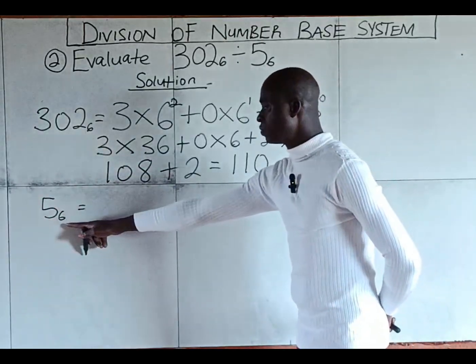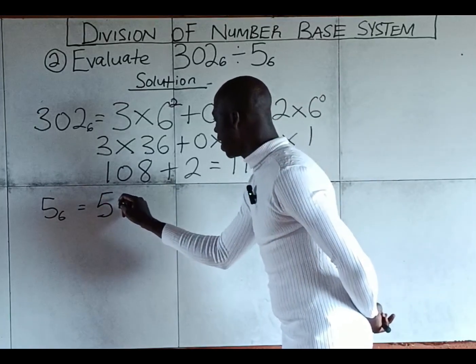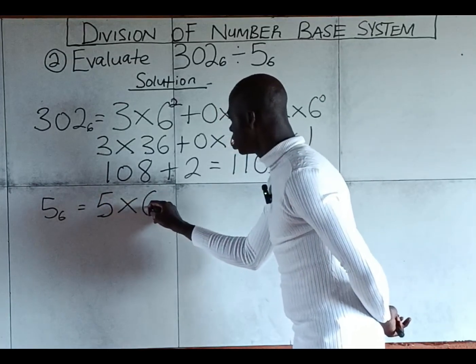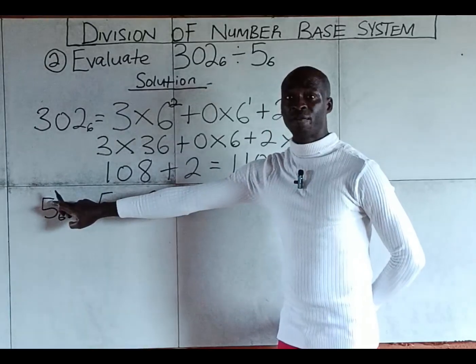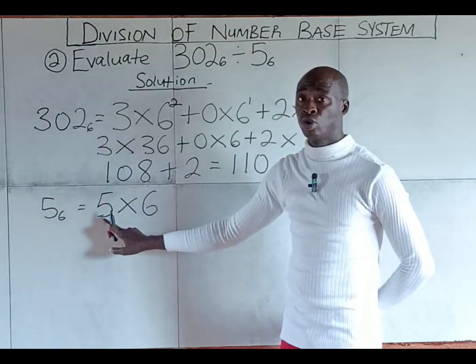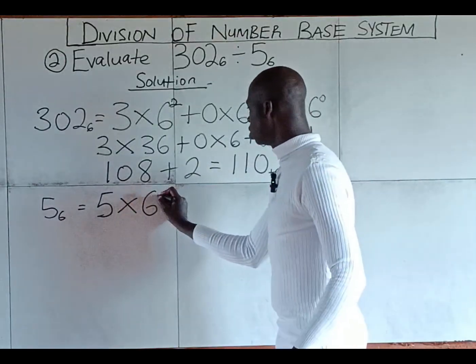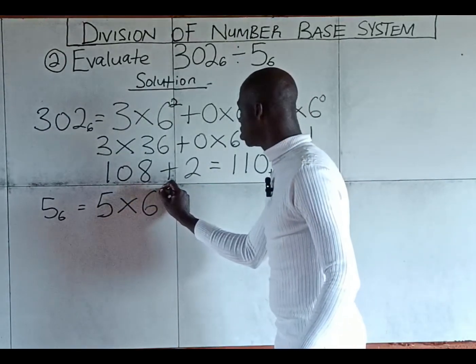Now the second part is 5 base 6. Now I'm going to write the 5. This is 5 multiplied by my base, which is 6. Now after this first digit you are currently working on, is there any other digit? No. Since there's no other digit, you say nil raised to the power of 0. So it becomes your base raised to the power of 0.